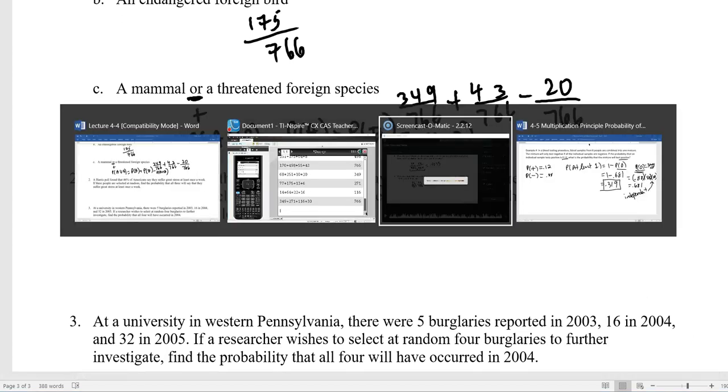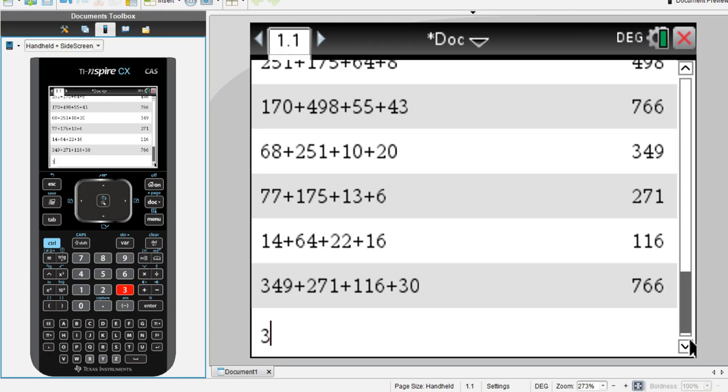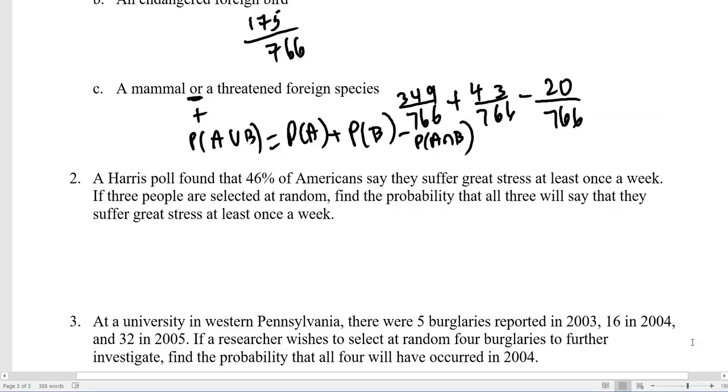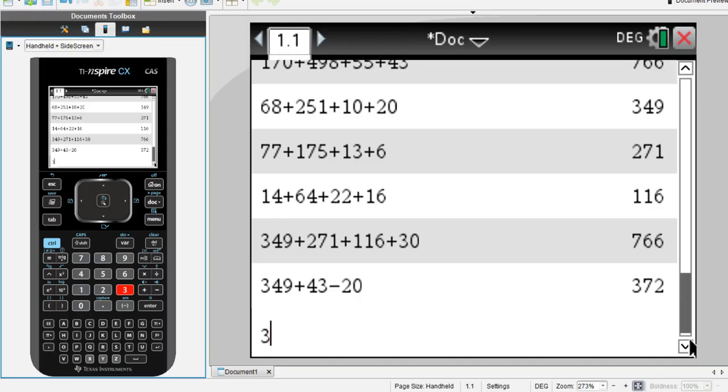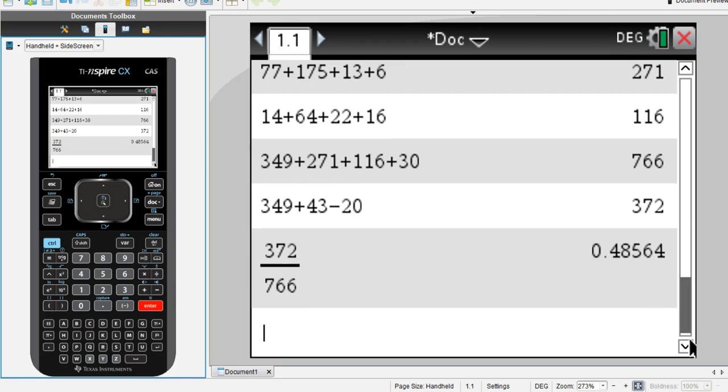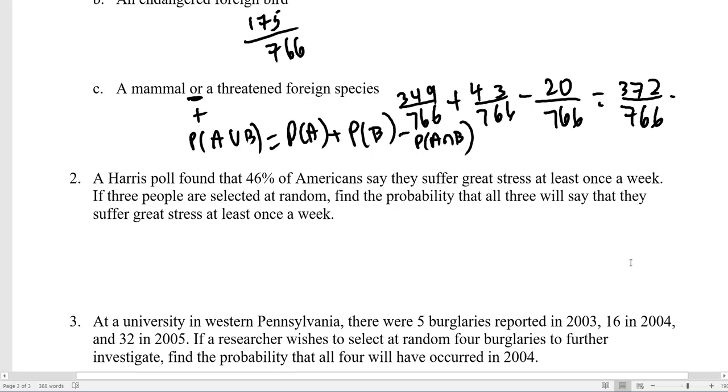So 349 plus 43 minus the 20. How about 372? And just to double check, 372 out of 766. Just make sure that you round that, so 0.486. Okay.